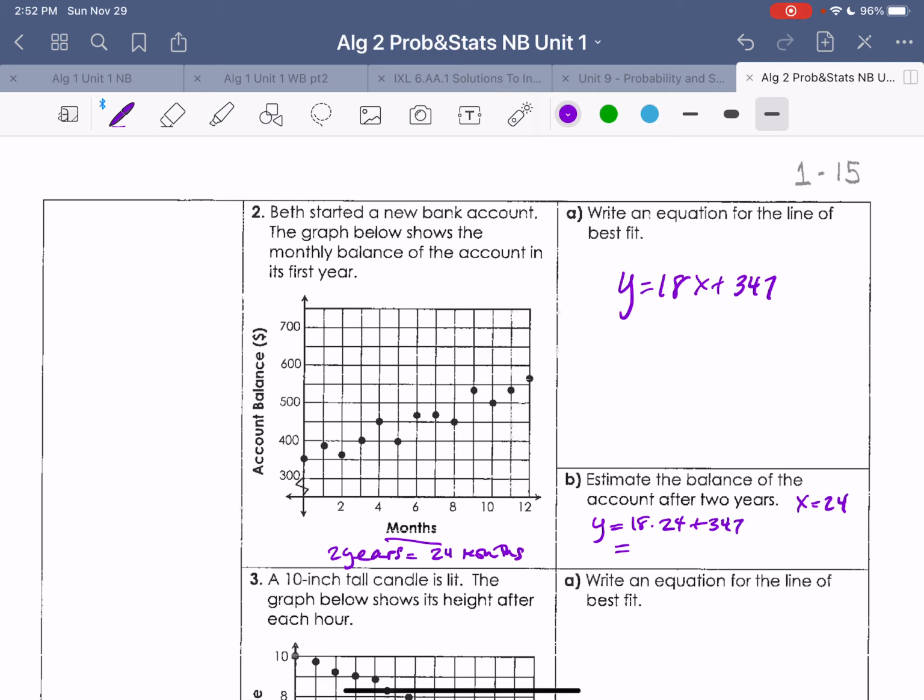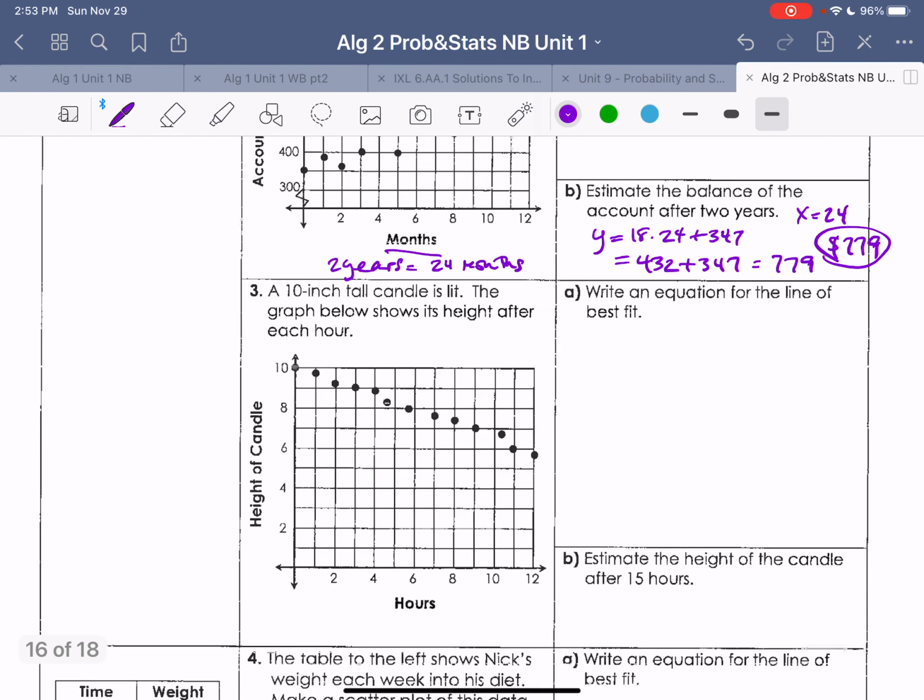So what's 18 times 24? Well, I can't do that in my head. I need a calculator to do that. So if I bring up a calculator, I do 18 times 24, and I get 432 plus 347. I'm going to add 347 on my calculator, and I get 779. So the balance would be $779, that's the estimate after 2 years.